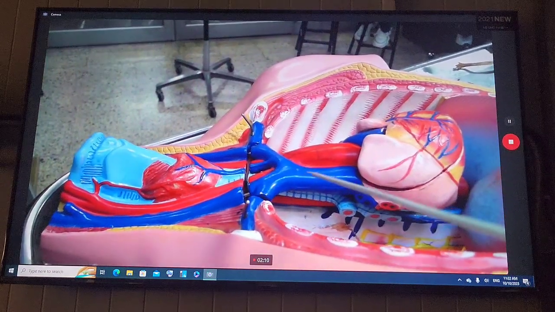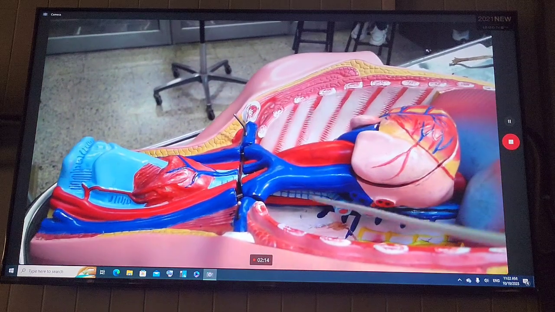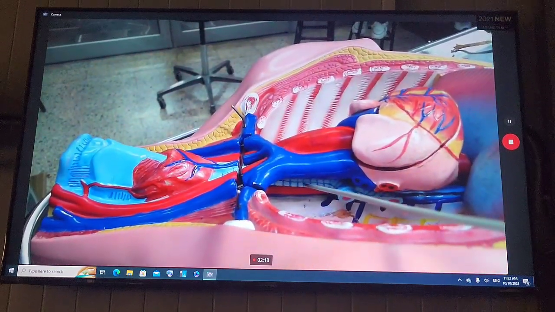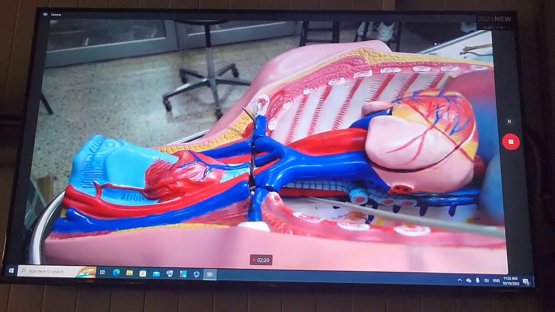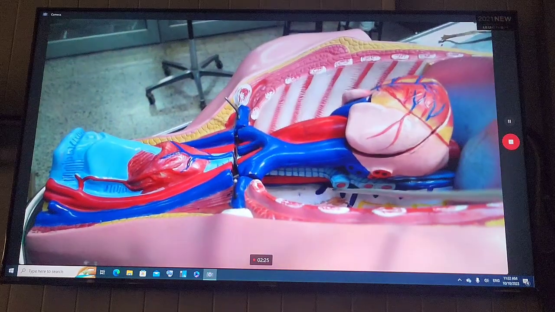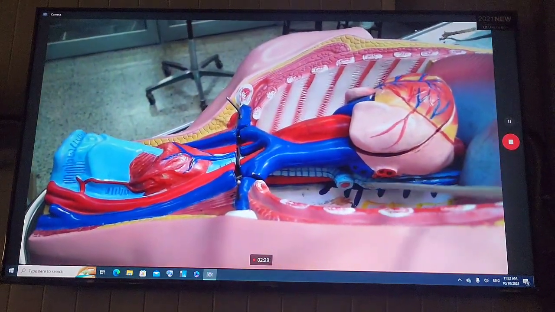Here, I will see also the superior vena cava, brachiocephalic vein. But behind the superior vena cava, this is the trachea. And behind the trachea, this is the esophagus. And the esophagus is descending behind the root of the lung. This is the root of the lung. This is the carina.